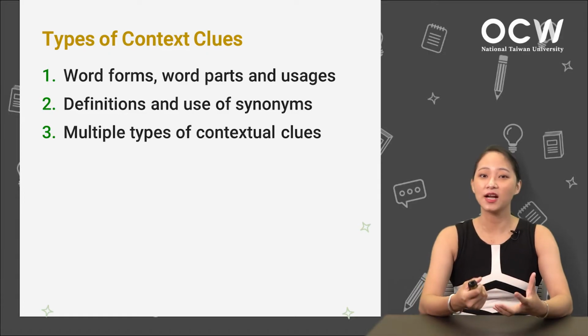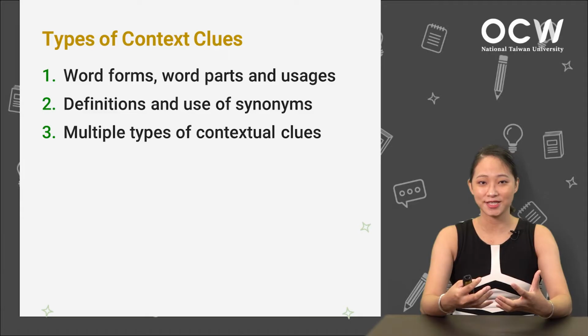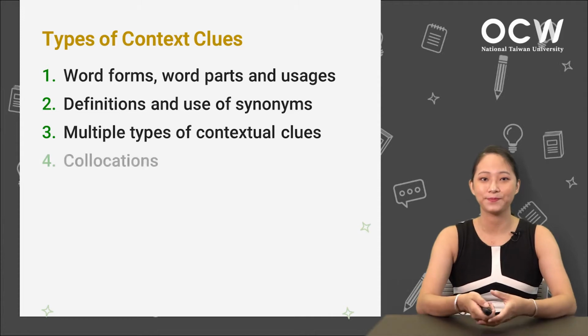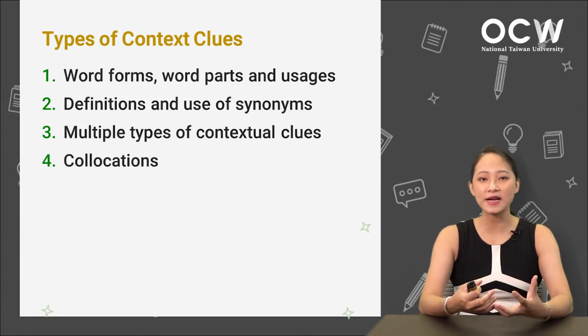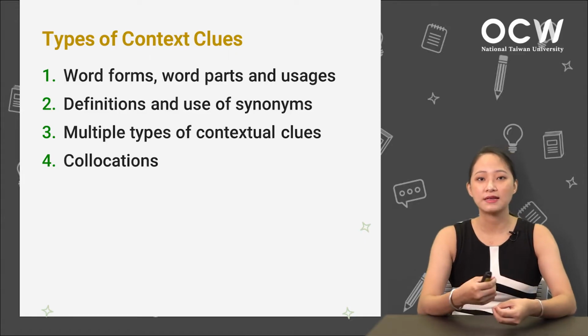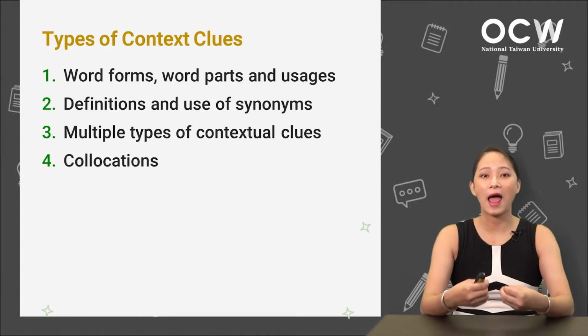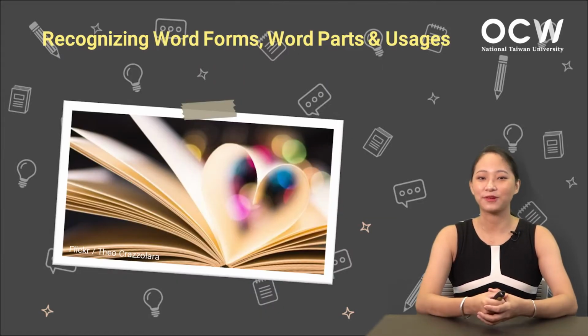The third type of context clue is using a multitude of different context clues, basically using signal words to let us know what the new word means. And the last is collocations. Through the pairing of, let's say, verbs, nouns, adjectives, or adverbs, we'll be able to know how a word is used and what it means. So let's begin with the first context clue, word form, word parts, and usages.